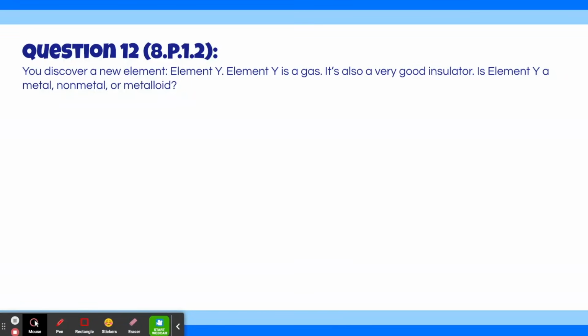Question 12. You discover a new element, element Y. Element Y is a gas. It's also a very good insulator. Is element Y a metal, nonmetal, or metalloid?